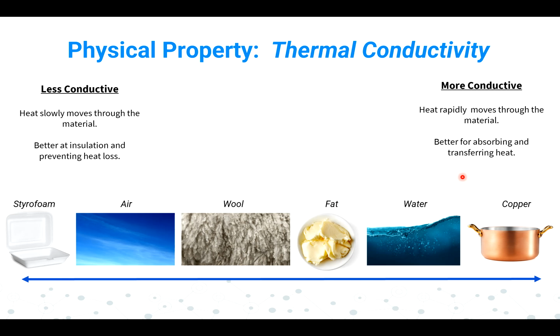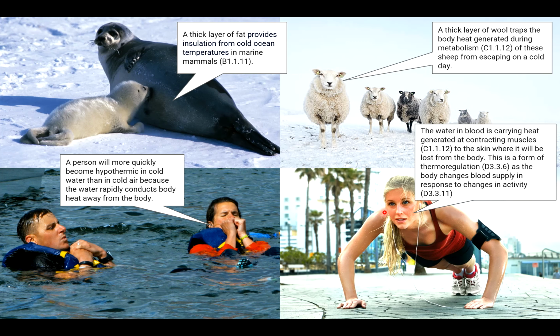Physical property, again we are talking about thermal conductivity. Less conductive are styrofoam, air, wool, fat. More conductive are water and copper. So these are some examples you can see from the left side on the top. The thick layer of fat provides insulation from the cold ocean. That is why marine mammals can survive in areas where there is low temperature.